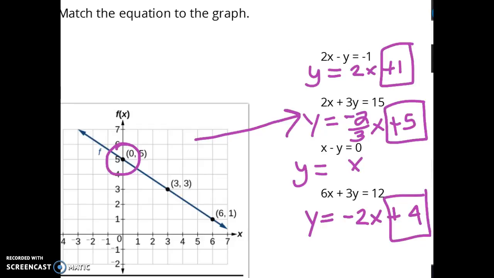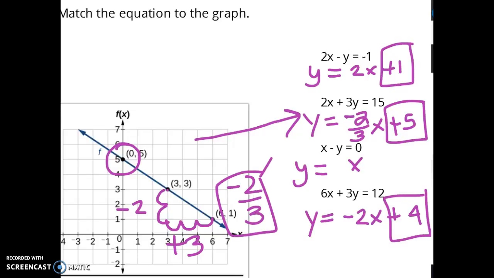After you look for the y-intercept, you're then going to move from one point. We're going to move from this point here, 3, 3, to 6, 1. And that will tell you the slope. It doesn't matter which 2 points you use. I'm choosing these because they're easy for my own purposes. I went down 2 and right 3. Which equation has a negative 2 over 3 slope? Once again, that's the only one. So I can match clearly that graph with that equation.